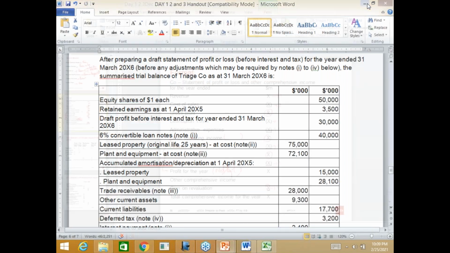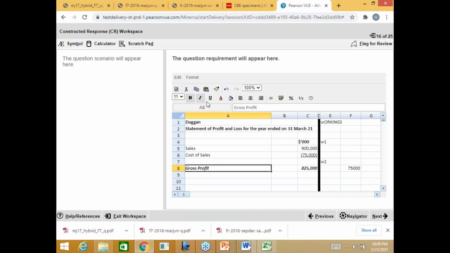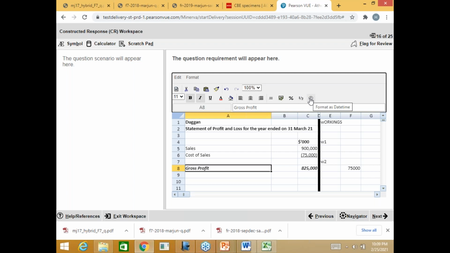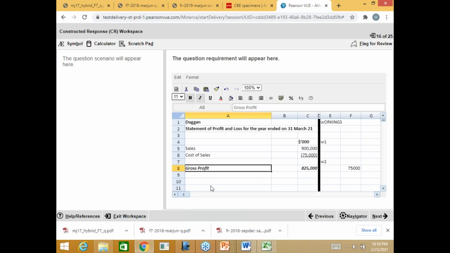So you should be very much familiar with all the tools that are available here. You should know why we use each of these. These are used if you want to show your answer in decimal places. This is the percentage. This will be used for the fraction. Format as date and time. So these are all related tools that you should know how to use to write your answer.